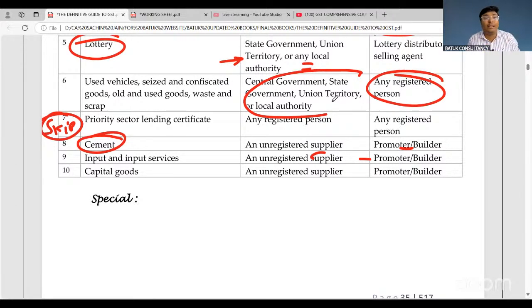A question had just come from Mahendra Sir, this is the response, and we'll discuss the complete things related to the unregistered person and the builder in a very detailed way as well.